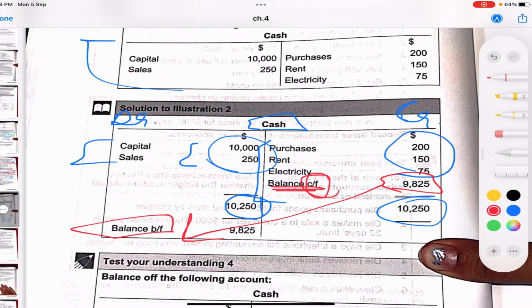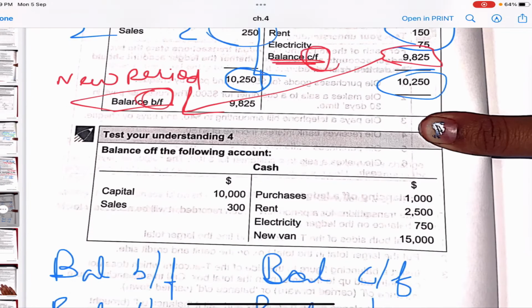All you have to do is do the balancing, and the name of the balancing will be balance CF because you carried it forward, and you brought it forward, then you write balance BF. This is for the new period. So that's it. Easy, very quick revision.